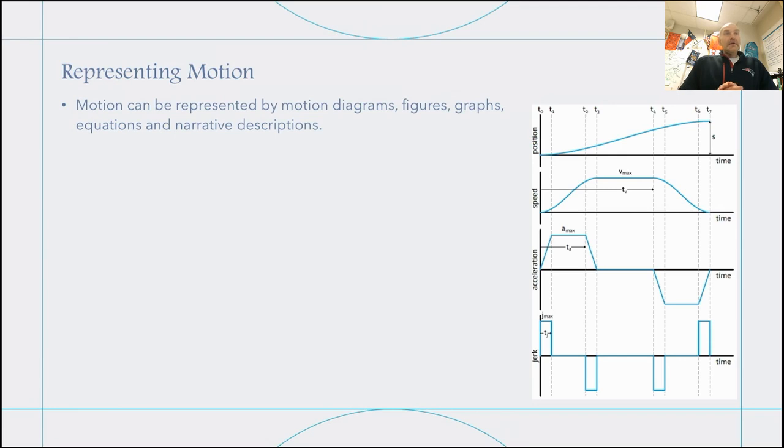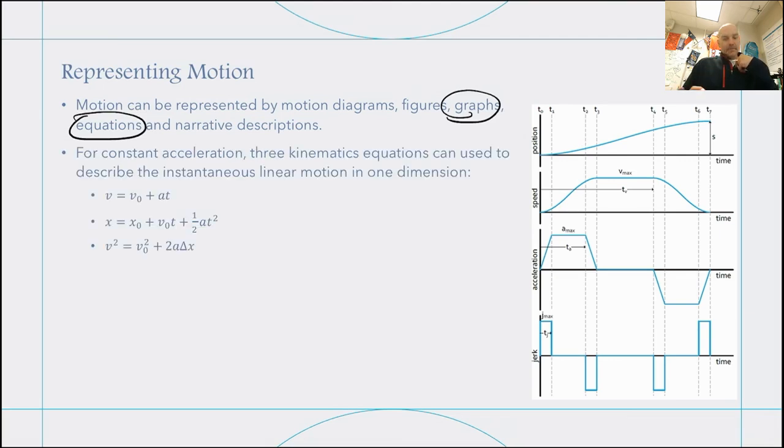Motion can be represented in different ways: diagrams, figures, graphs, equations, narrative descriptions. The most common ones we use in physics are graphs and equations. Motion diagrams will show up every once in a while. That's the series of dots put down separated by a time difference. That translates into data tables, and ultimately those data tables translate into graphs.